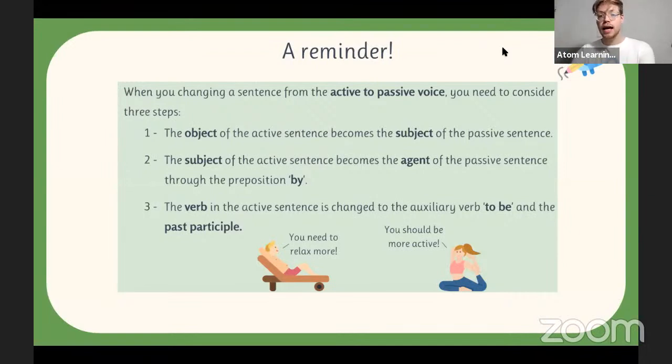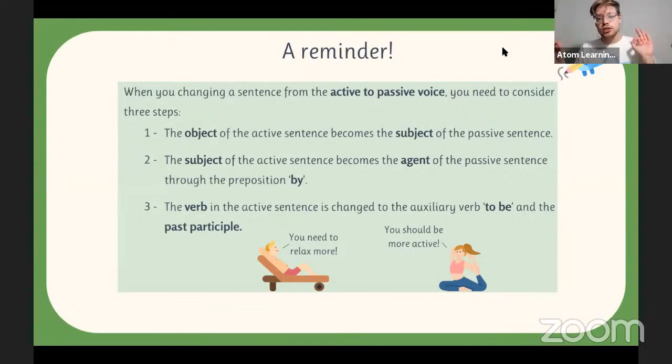That is the passive voice, okay? Now also the verb in the active sense is changed to the auxiliary verb to be and the past participle, which is just a very obnoxious way of saying we need to have, rather than being memorize, it was, oh my gosh, hold on.